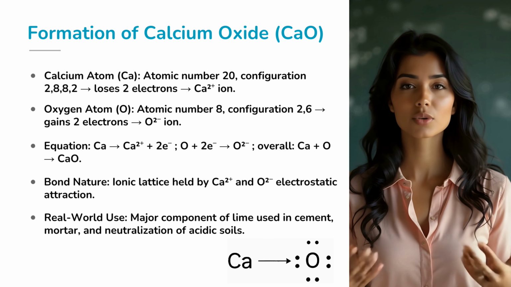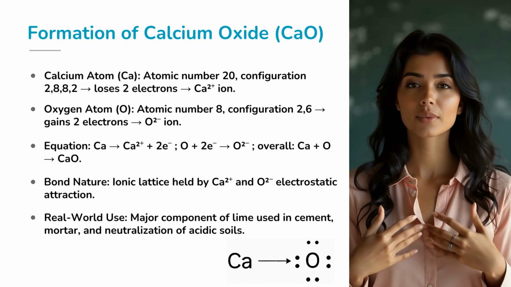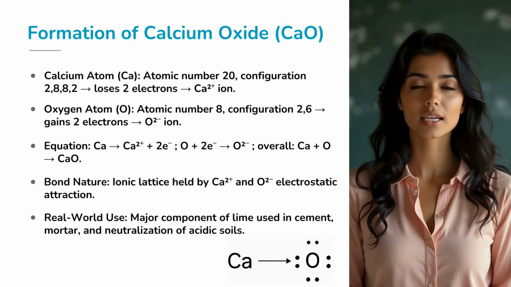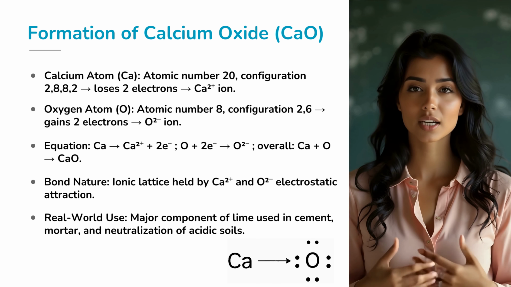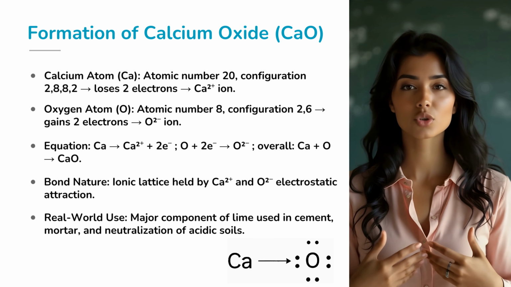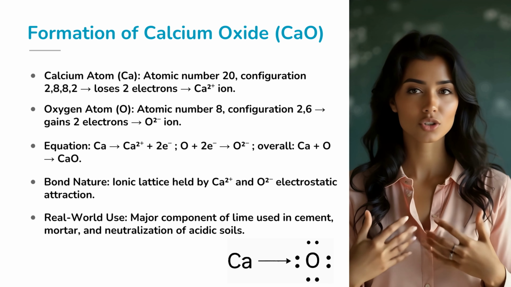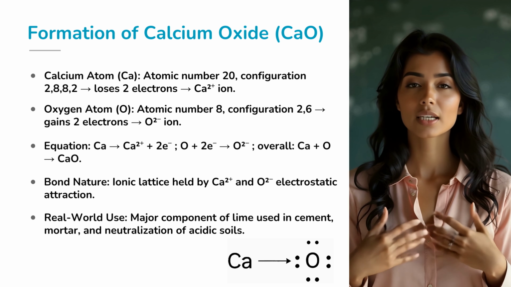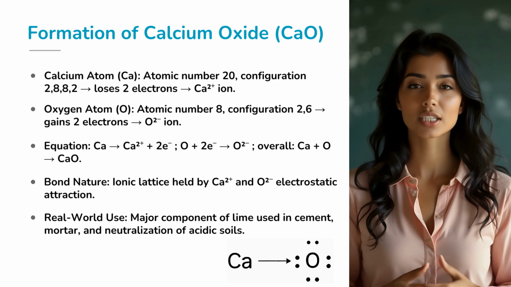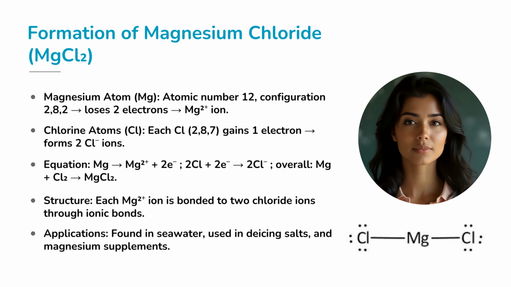The reactions can be written as calcium gives Ca2+ plus 2 electrons. Oxygen plus 2 electrons gives O2-. Overall, calcium plus oxygen gives calcium oxide. These ions lock together in a lattice of Ca2+ and O2-, forming a hard crystalline compound. The electron dot structure you see here shows calcium donating 2 electrons to oxygen, making both ions stable with noble gas configurations. Another classic example is magnesium chloride.